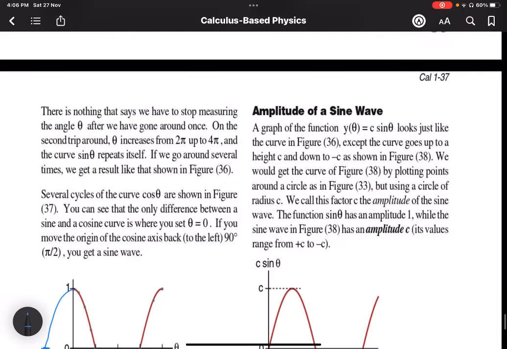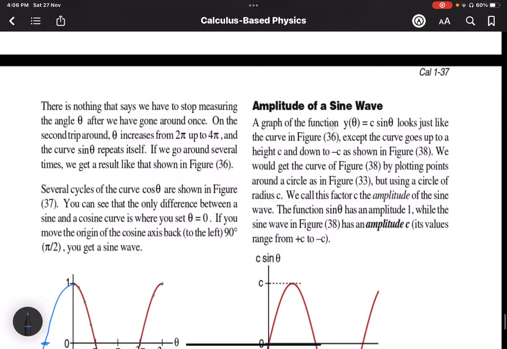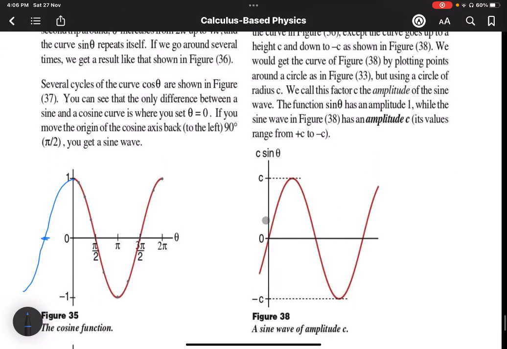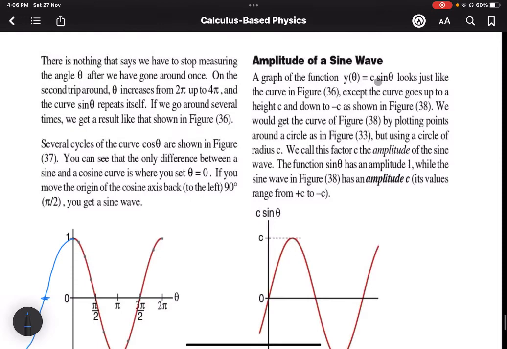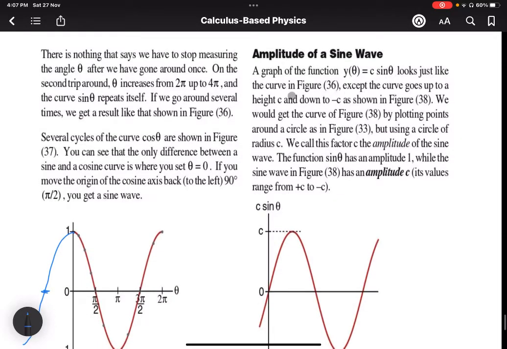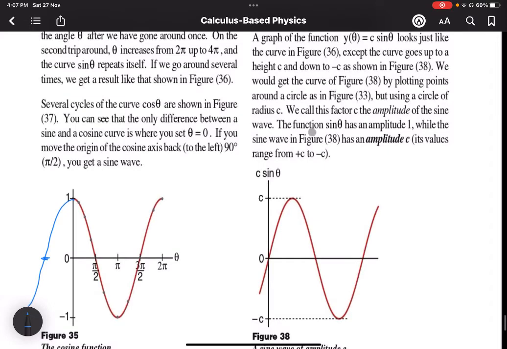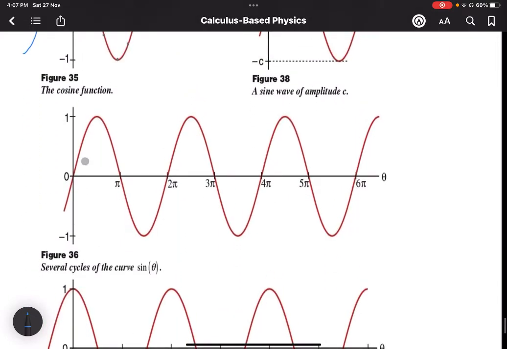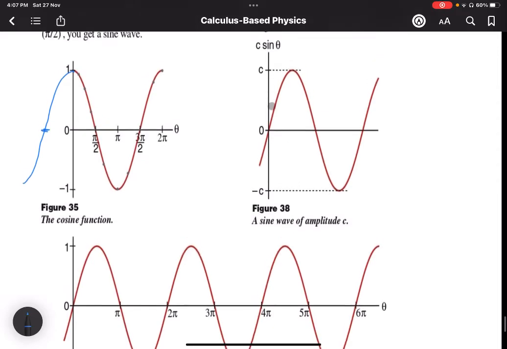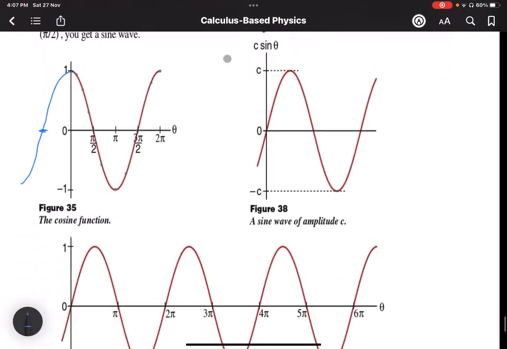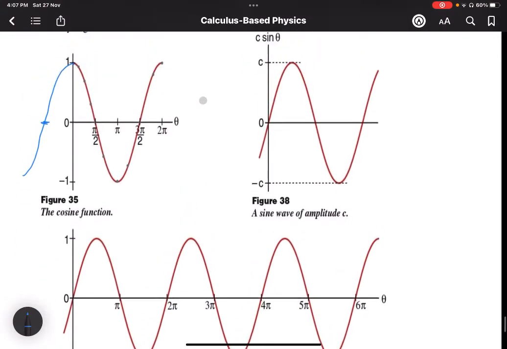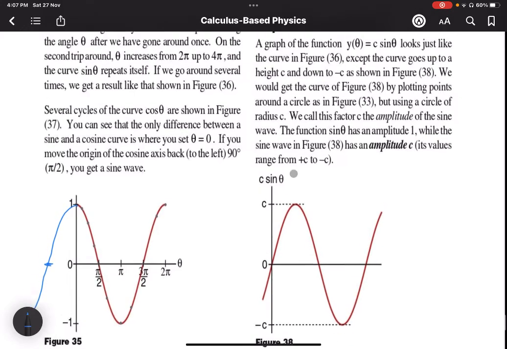Amplitude of a sine wave. Ano yung sinasabing amplitude? A graph of the function y. Remember, si y ay laging si height sa ating coordinate plane. So y theta is equal to c sine theta looks just like the curve in 36. Ito yon, ito 36. Pareho daw nito. We would get the curve of figure 38 by plotting points around a circle as in figure 33, but using a circle of radius c. Remember, dito sa ating ginamit natin radius 1. Sa figure 38, gagamitin natin si radius c.